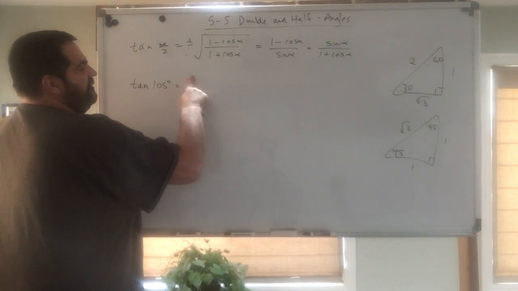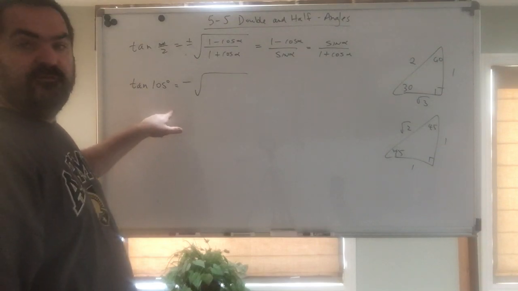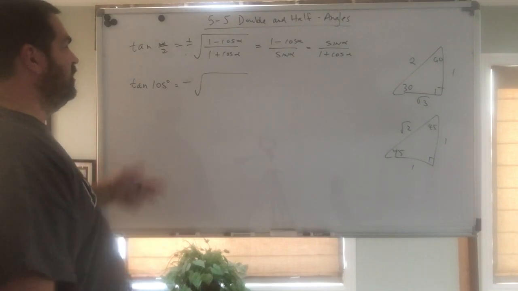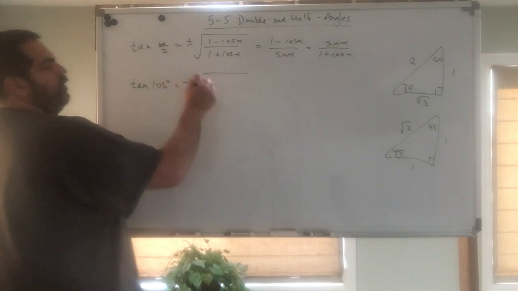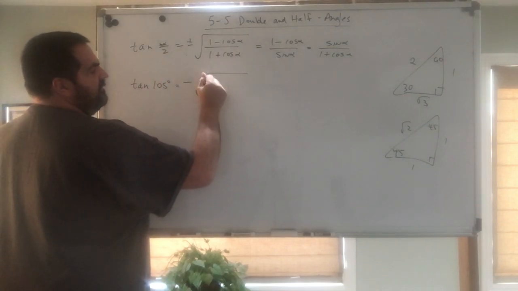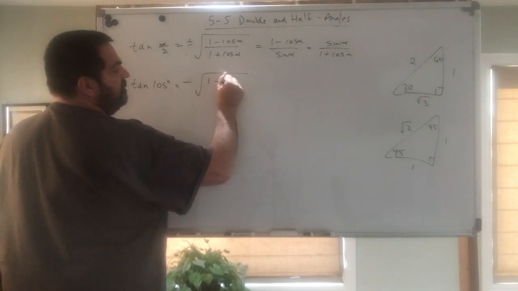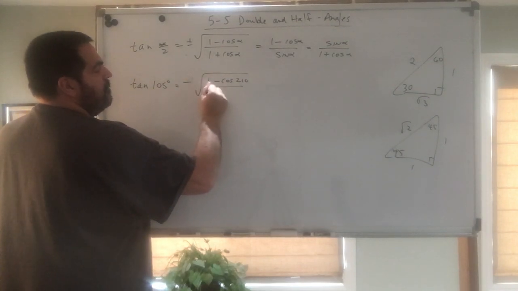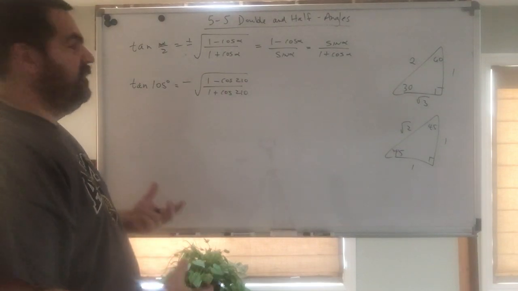It would be negative, because we're in quadrant 2, 105 is in quadrant 2, tangent's negative in quadrant 2. So that's how you can determine the sign when you know this angle. All right, 1 minus cosine of alpha. So cosine of 210, excuse me. So you can see this one's already going to be annoying.